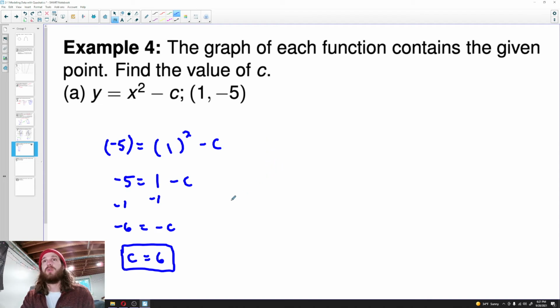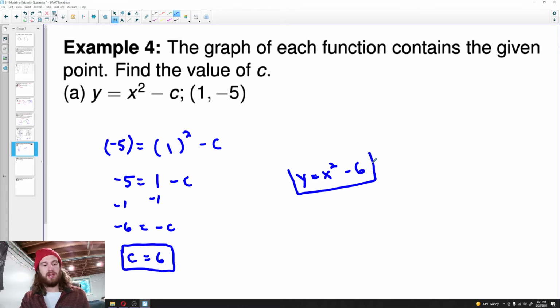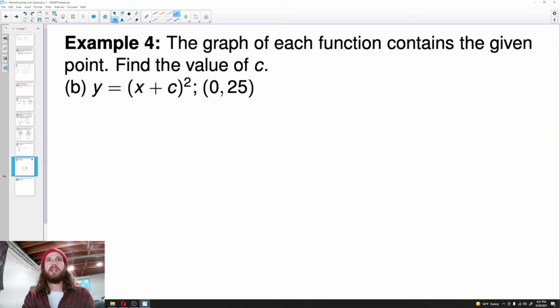So technically it just asks us for the value of c, but the equation of the parabola of this form that passes through that point is y equals x squared minus 6. I don't need to box that because that's not the answer that it asked me for, but just out of habit, I just did it. All right, cool. Let's take a look at a couple more examples.